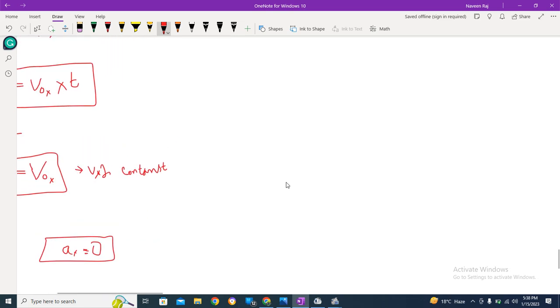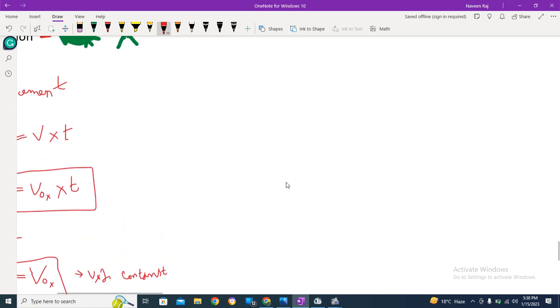Now let's move forward to the vertical motion. Number 2, we have vertical motion.